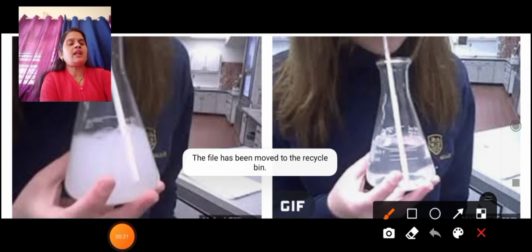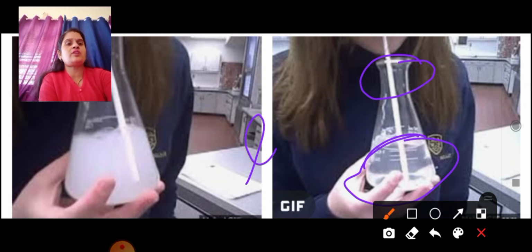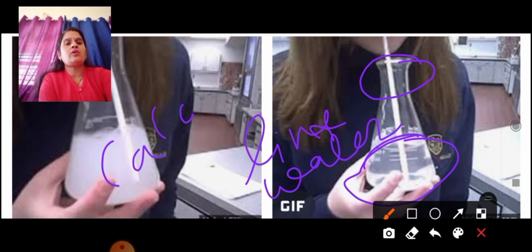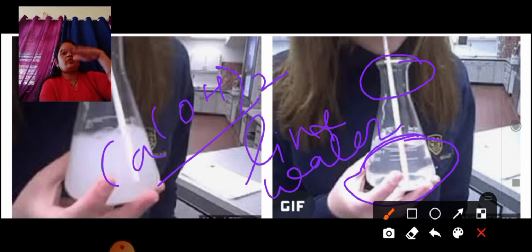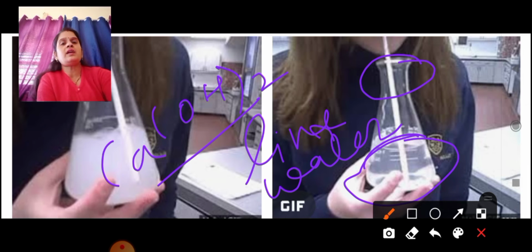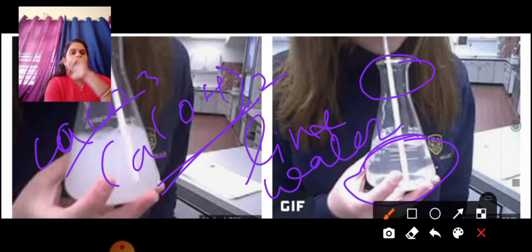In that we have to take a conical flask or any test tube. In that, this is what? This is lime water. Which water? Lime water. Its formula is calcium hydroxide, Ca(OH)2. That we use for whitewashing, a white color powder. That is CaCO3, actually, but it is mixed in the water. It forms calcium hydroxide.